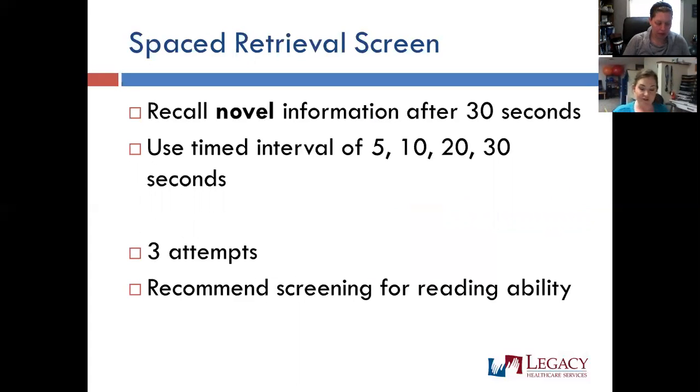So you want to start with your screening process to determine if they're appropriate for spaced retrieval. The screen is you give novel information. I often use my name. I've already got my name on my tag, and if I sit in front of them, then the visual cues are in their direct line of sight. The idea is that they can retain the information after 30 seconds, but it doesn't have to be 30 seconds on the first try.